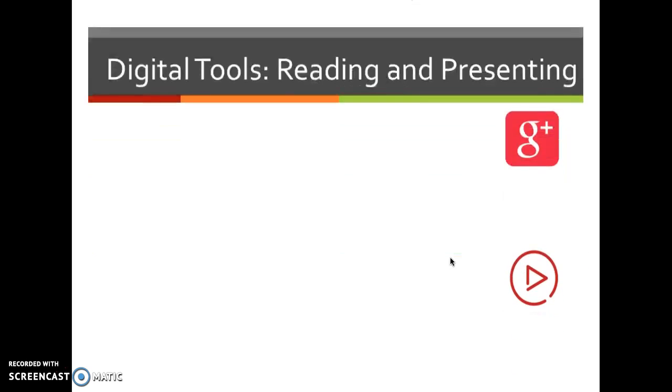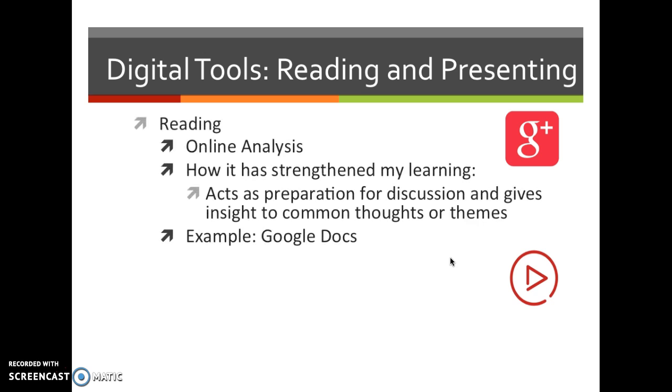Now for some examples of ways I've strengthened my learning through digital tools. One example is in reading, by using Google Docs to collaborate with others before discussion. This helps me organize my thoughts that I see as important and gives insight into what my other classmates are thinking and the kinds of questions I should be thinking about before discussion.